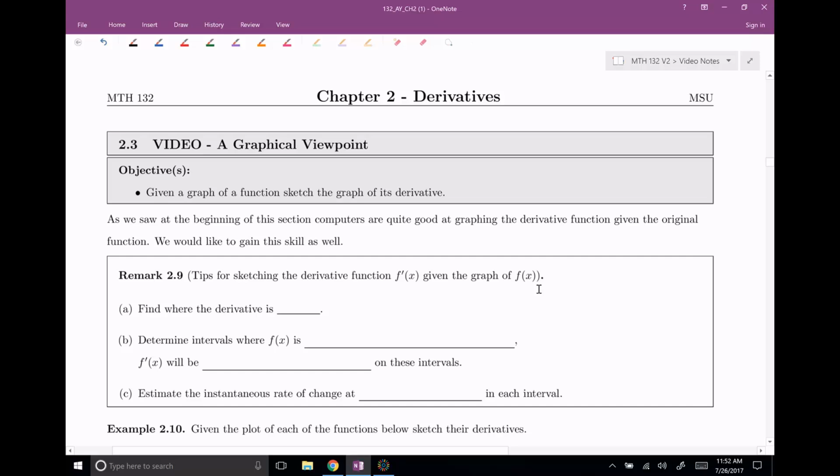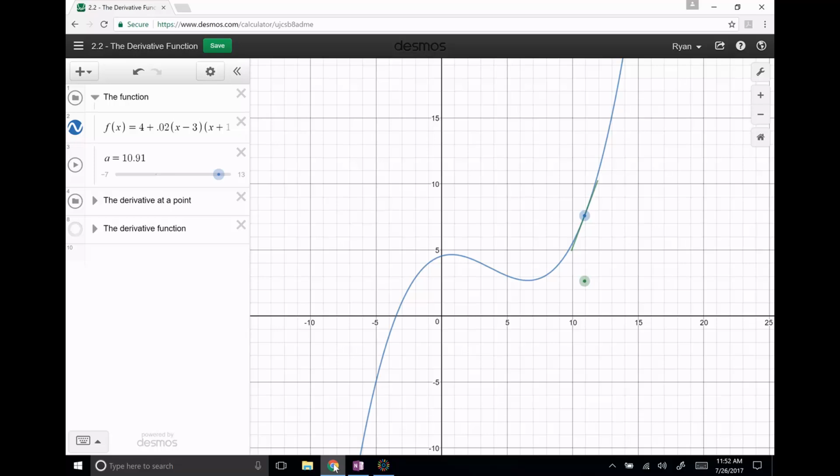And the claim is, well, we saw that at the beginning of this section, the first video, I showed you a picture like this. We saw that actually computers are quite good at this game, right? So we went ahead and we had the graph of a function, and then we were able to graph its derivative at a bunch of points. And then that collection of points there became the derivative function.